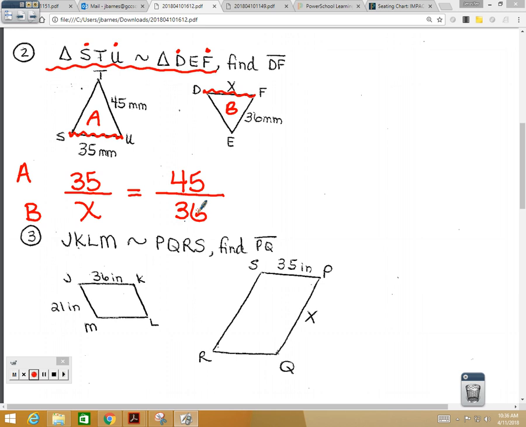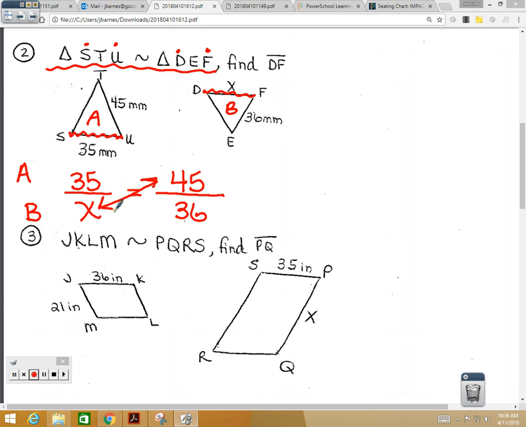Again, it kind of goes along with what we were doing yesterday. So if you were okay with matching sides up yesterday, then today should not be that big a deal. The only extra step today is solving these proportions. We're always going to be using cross products, so it's the same steps.